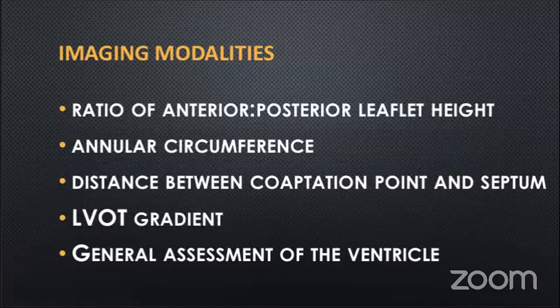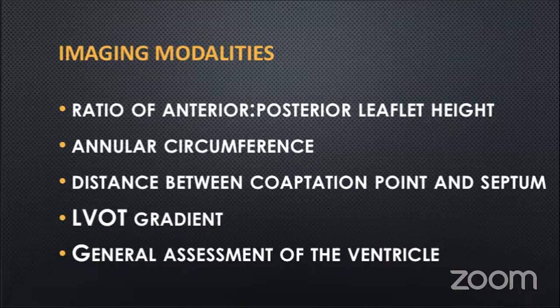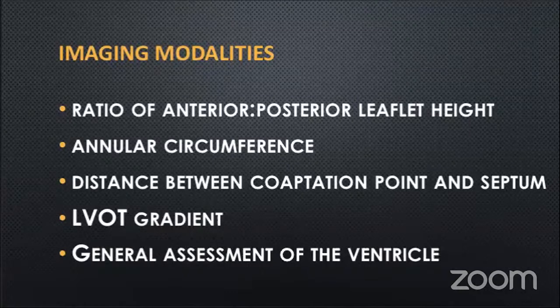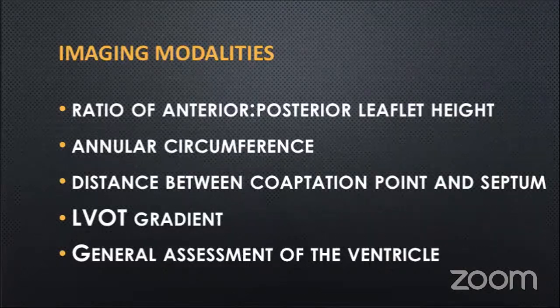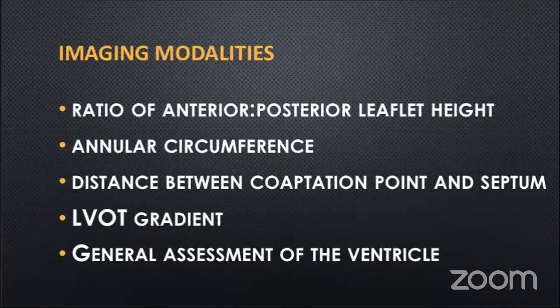Here are only a few key points in regards to the imaging modalities. The risk assessment of systolic anterior motion: there are a number of structural and geometric factors which should be assessed. The most important are the ratio of the anterior to posterior leaflet height, the annular circumference, and the distance between the coaptation point and the septum.